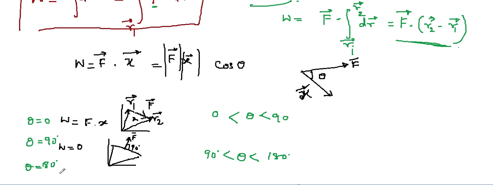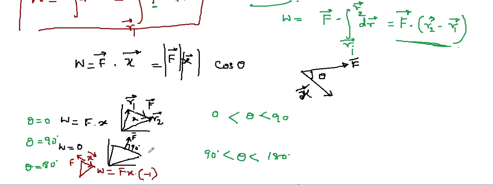That is this one, when it is 180 degrees. Simple diagram: this is your x vector in this direction, but the force is acting in the opposite direction. So obviously work done will be F x into -1, that is cos 180 is -1, so minus F x. So you can go accordingly.